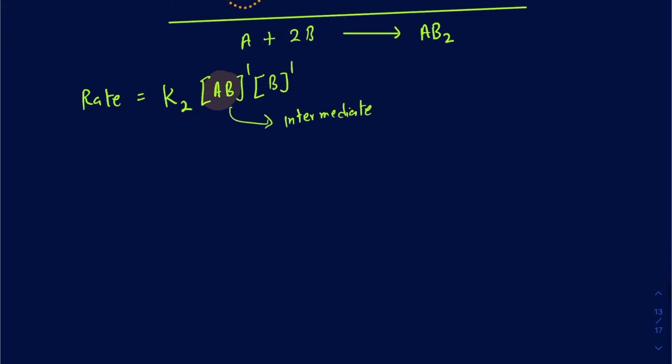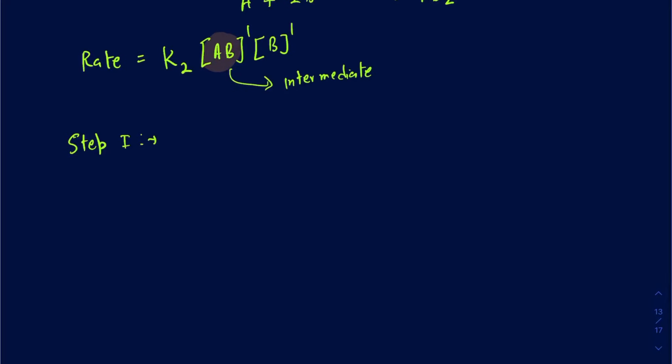So let's go back to step 1, which is going to be a fast equilibrium step. So we know in that particular case, the rate of the forward reaction is actually going to be equal to the rate of the reverse reaction. So that's what the equilibrium step really means. The formation of the products and the formation of the reactants takes place at the same rate.